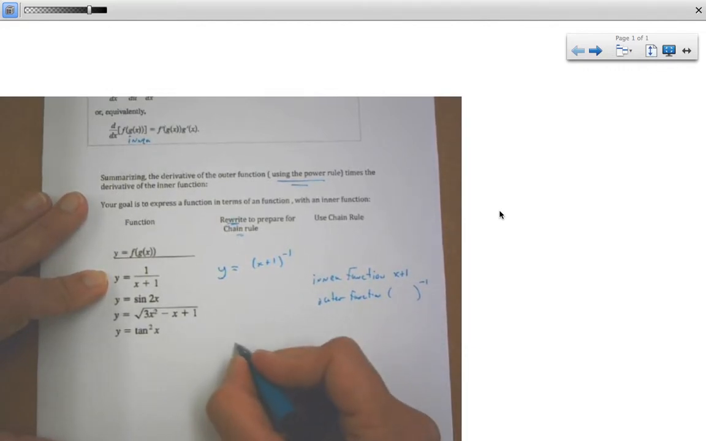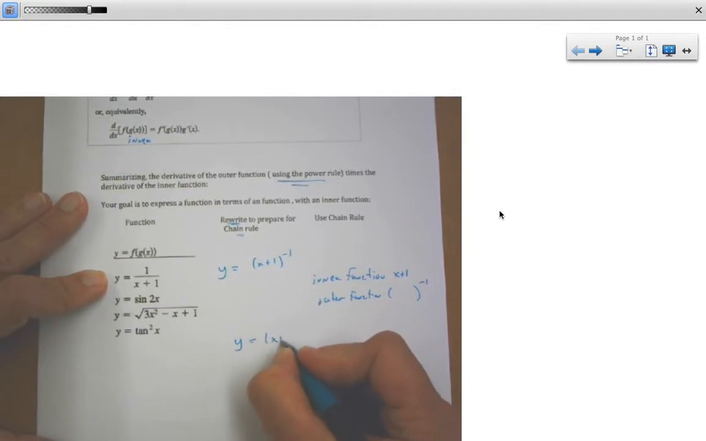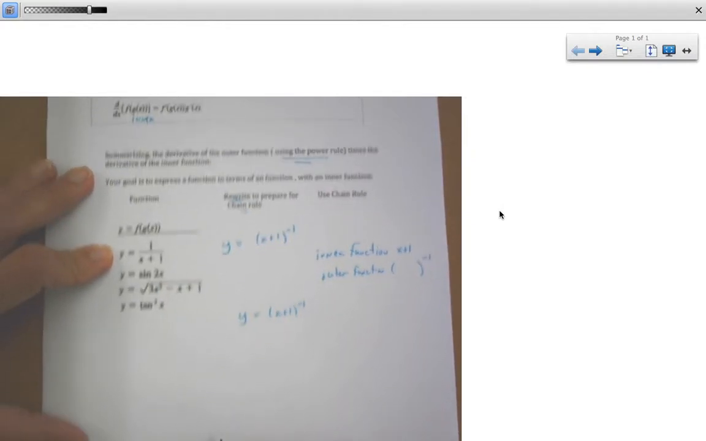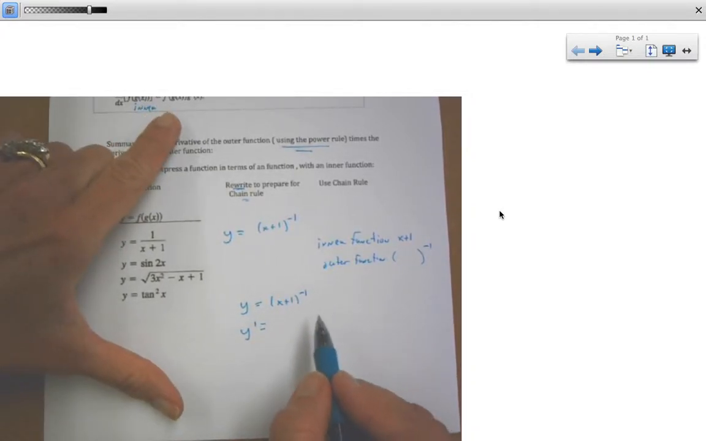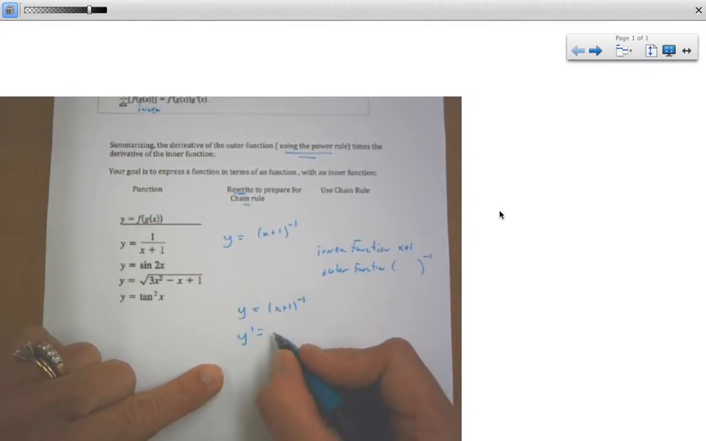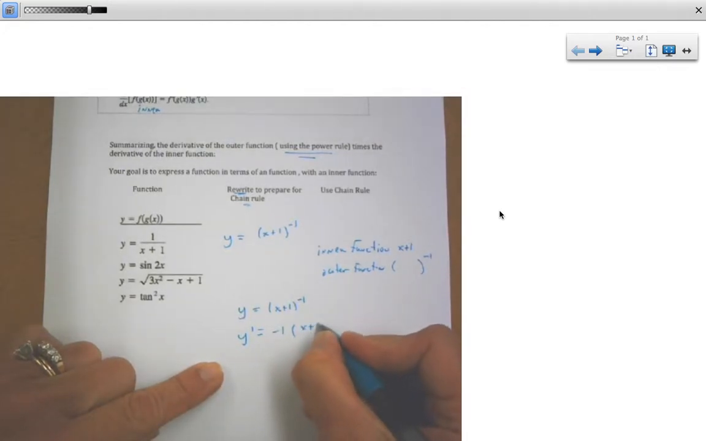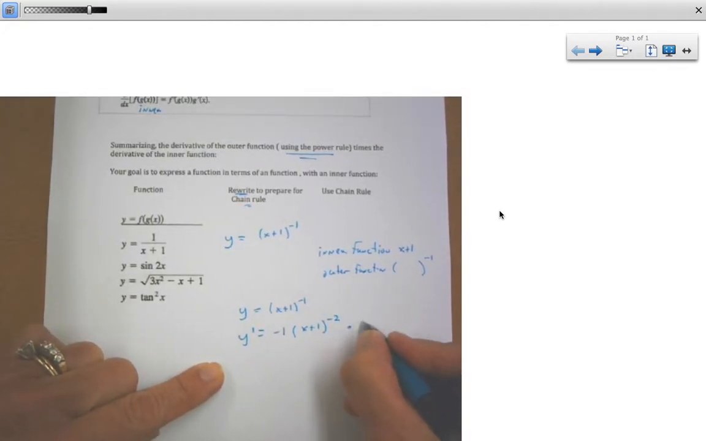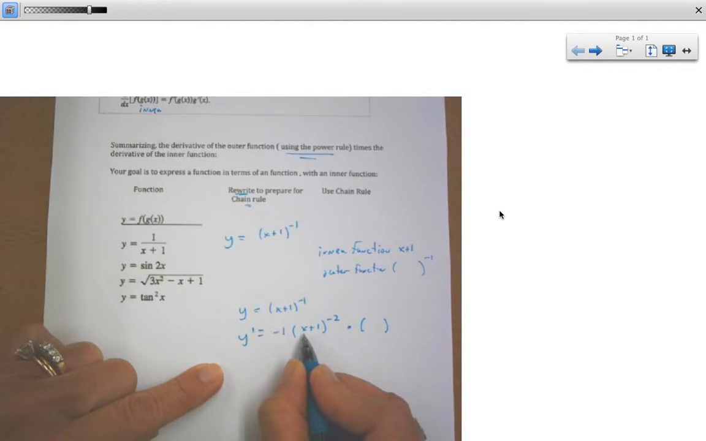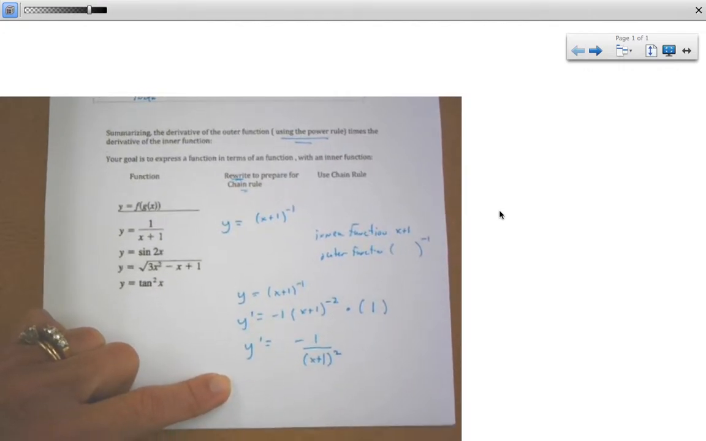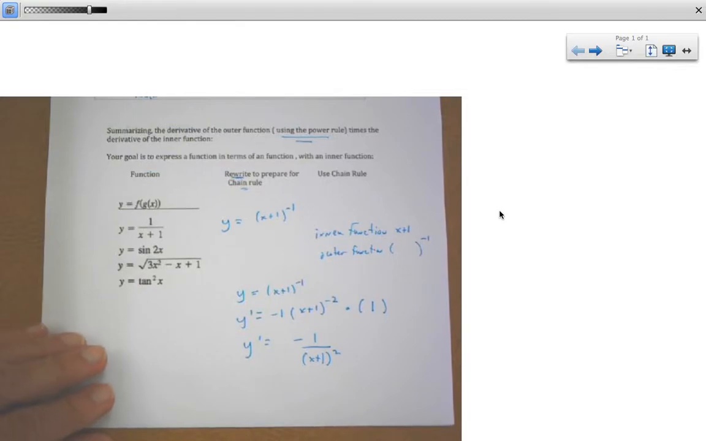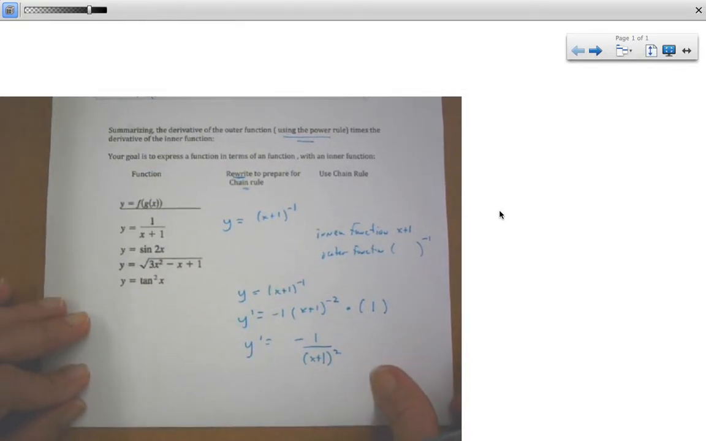All right, so here we are. y equals x plus 1 to the negative 1. I'm going to take the derivative. So the derivative of the outer function, I'm going to pull my negative 1 in front, subtract 1 from the exponent, times the derivative of the inner function. The derivative of x plus 1 is 1. So in simplest form, it's negative 1 over x plus 1 squared. Again, you're going to be doing a little bit more algebra with these derivative rules.